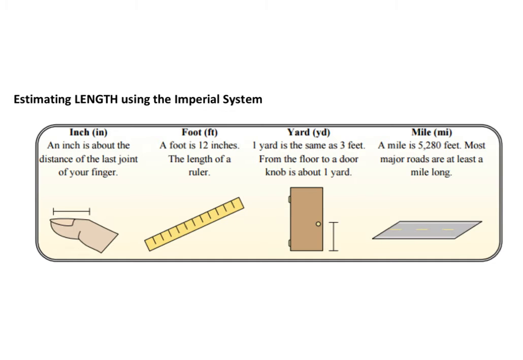We can use similar points of reference for the lengths within the imperial system. An inch would be about the distance of the last joint of your finger. A foot is 12 inches. It's also the length of a ruler.